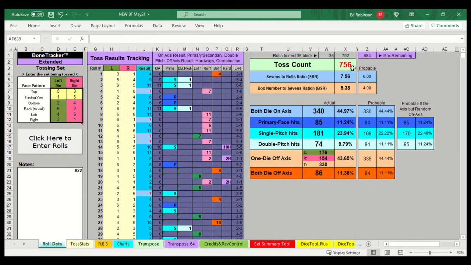This is my last, actually 756. I had stopped at 720 and I decided I'd start carrying this book on out a little more because I was getting such interesting information. Now my both die on axis is just barely better than the previous. Everything else, again, pretty much standard. Nothing's changed. My double pitch count might be a little bit less. Ultimately, that's where the money's made, getting rid of your double pitches in your toss.